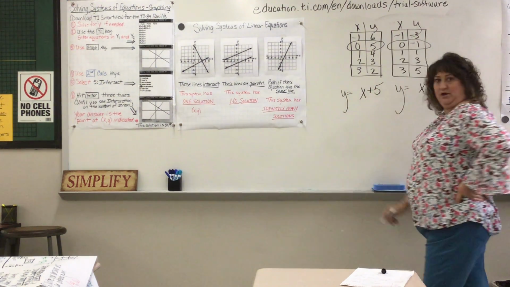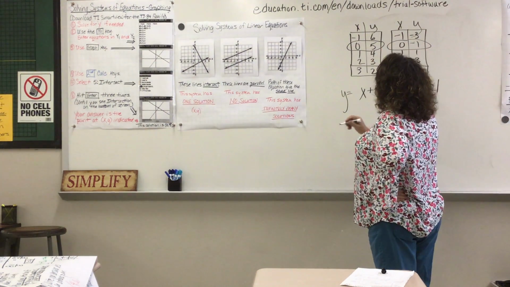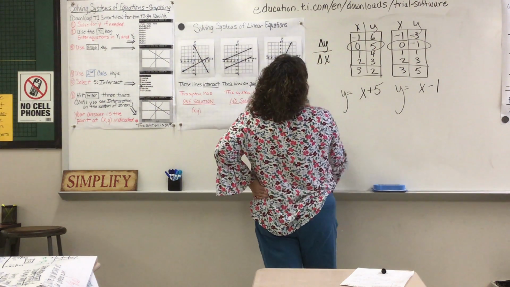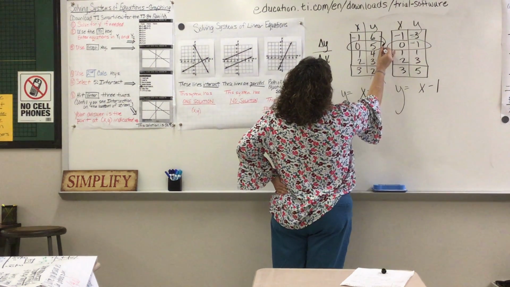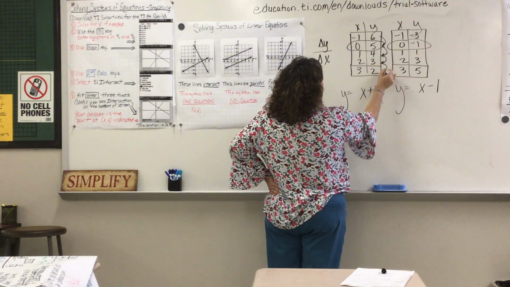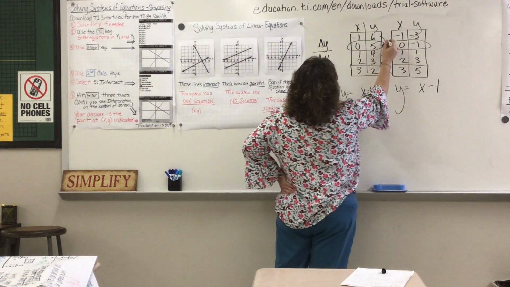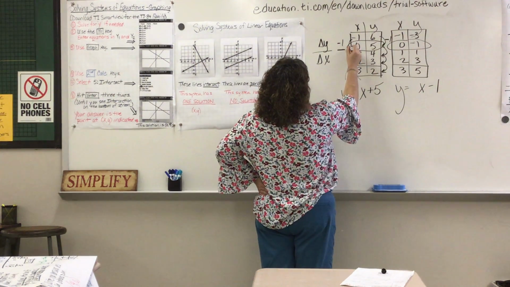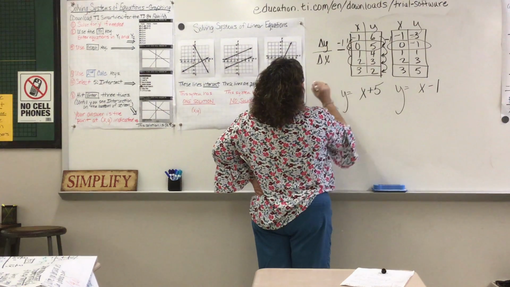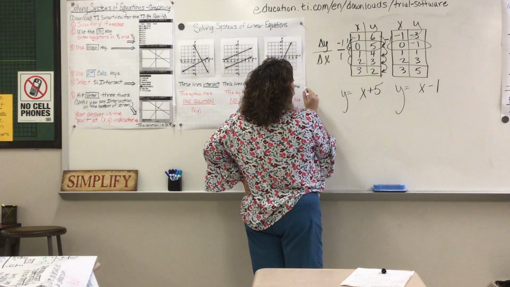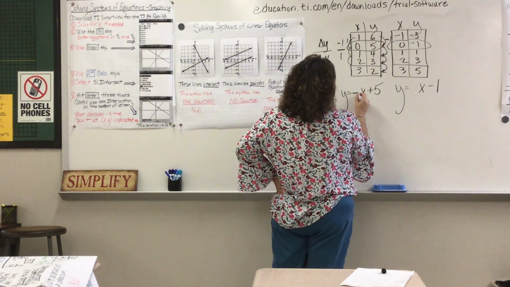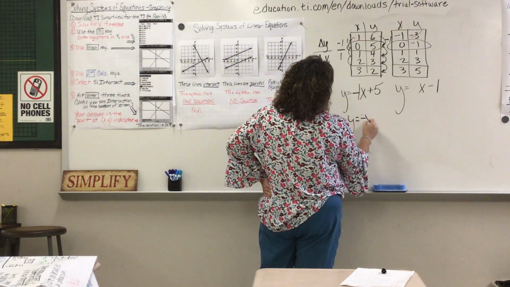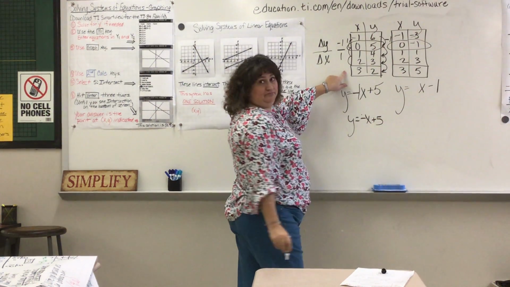Now I just need to find my slope, right? So let's look at the slope here. Remember, I'm looking for the change in y over the change in x. So how is my y changing? Each time it looks like it's going down 1, right? That's a negative 1. What about this one? Well, this one, it looks like it's going up 1 each time. So negative 1 over 1 is negative 1x. So that is negative x plus 5 is the equation for this one.